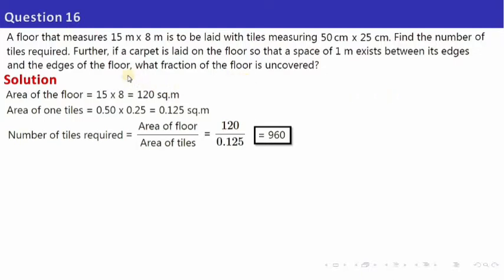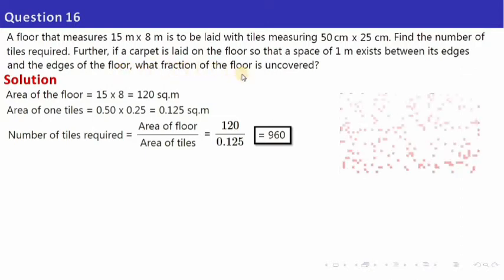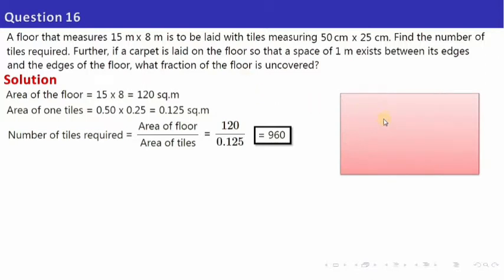Okay, now if a carpet is laid down on the floor so that a space of 1 meter exists between its edges and the edges of the floor, what fraction of the floor is uncovered? See, understand the situation. Suppose this is your floor. Now what you are doing is you're keeping a space of 1 meter all around.